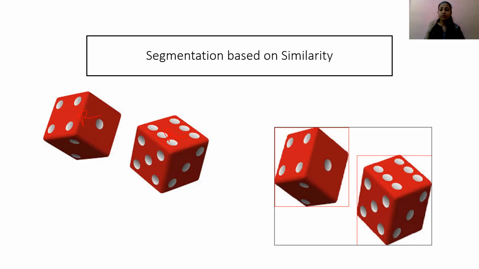Now again, to do this method, you have n number of ways. Segmentation based on similarity, again you have n number of ways. What we are going to discuss is the blob algorithm. So blob algorithm exactly करता क्या है?